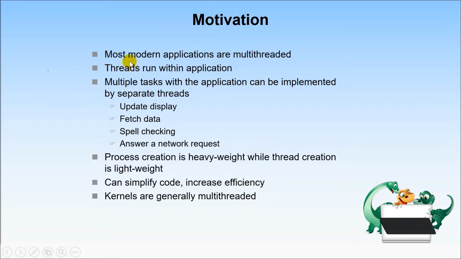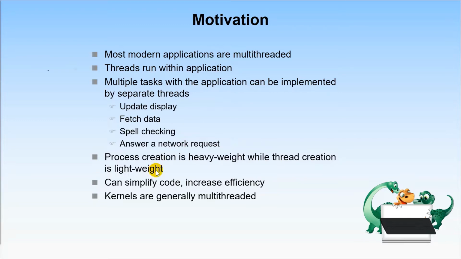What are the motivations for having a thread? Most modern applications are multi-threaded. Threads run within an application, so that means a thread is a sub-process. Multiple tasks within the application can be implemented by separate threads: update display, fetch data, spell checking. Our example is of course Microsoft Word. When we run the application, we have a lot of threads that were initialized when we open it. Answering a network request is also a good example.